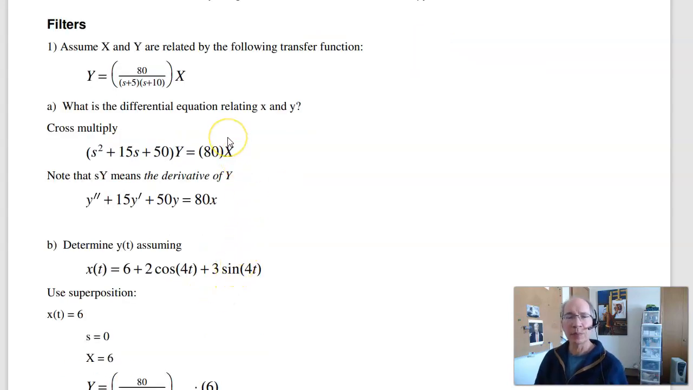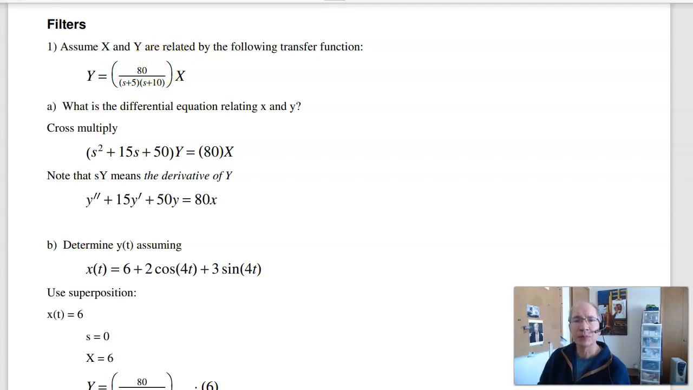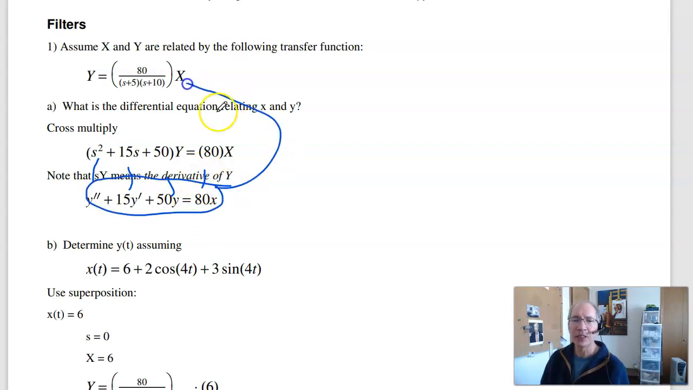The first problem looks at if I have a transfer function. This is oftentimes how filters are written. I have an input, an output, and a gain that gains my filter. This represents a differential equation. If I cross multiply and factor it out, I have s squared plus 15s plus 50 times y is 80 times x. The operator s means derivative, so this is the second derivative of y plus 15 times the first derivative plus 50 times y is 80 times x. So this differential equation is the same as that transfer function.